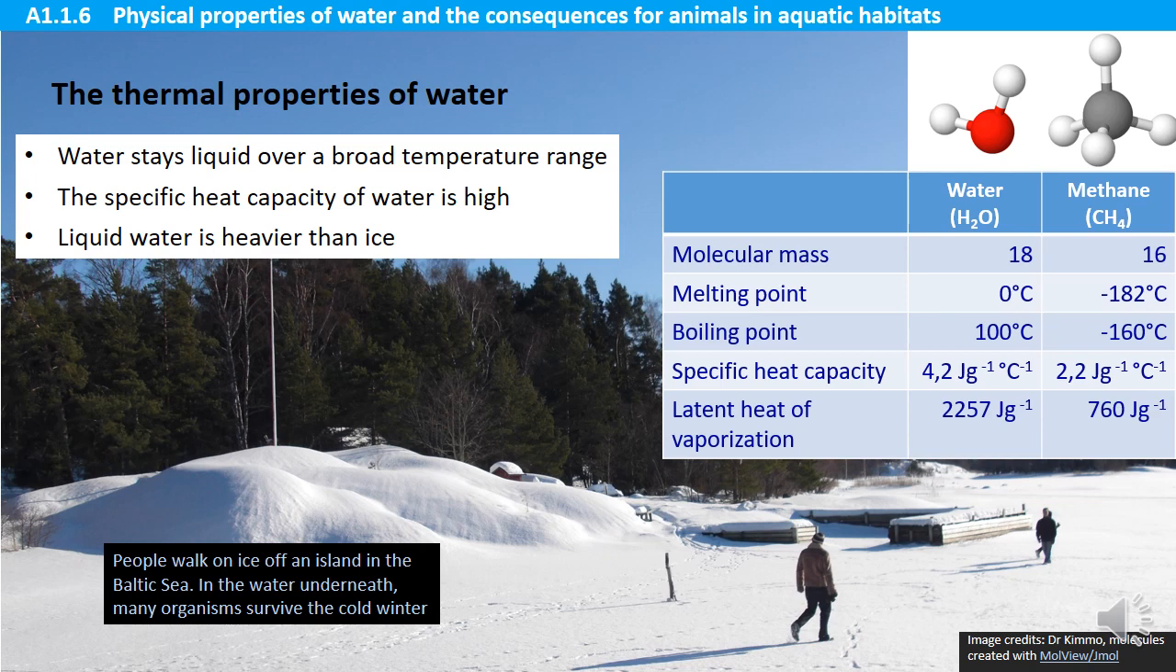The specific heat capacity is much higher for water than for methane, which means more energy is needed to heat up water than to heat up methane. For water, it's 4.22 joules per gram per degree Celsius. And the latent heat of vaporization is higher for water than for methane. More energy is needed to vaporize water, for water to go from liquid to gas, than for methane to do the same.